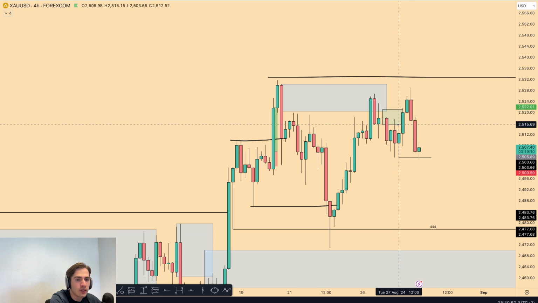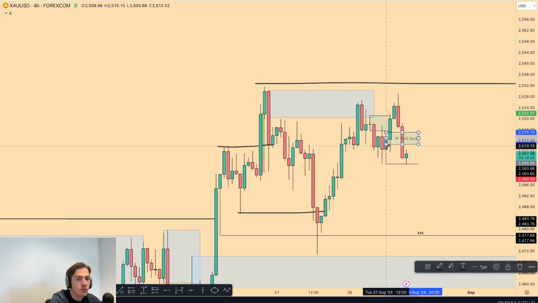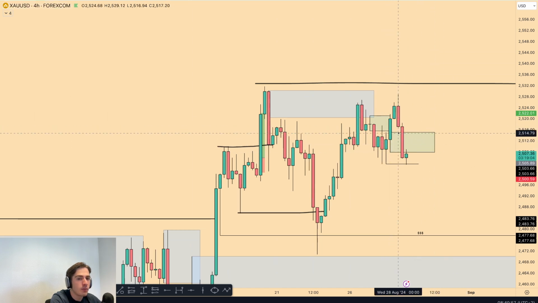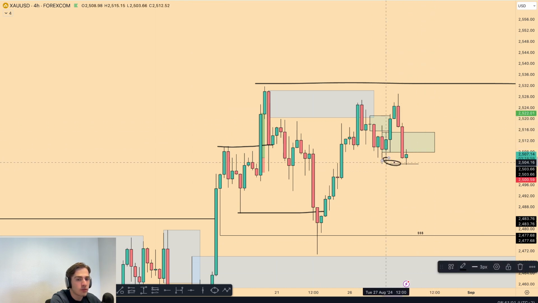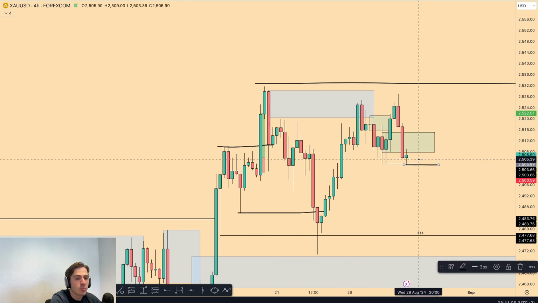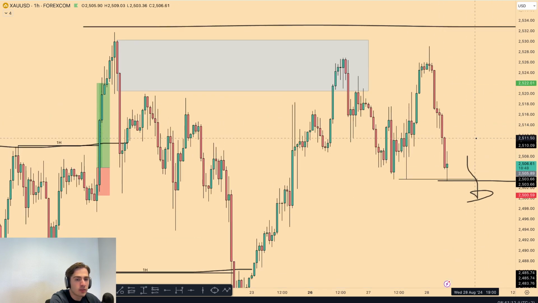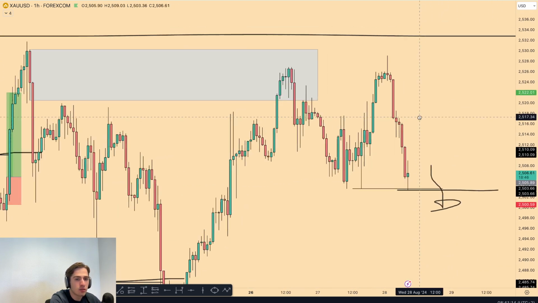If we wouldn't have broken that, and we, for example, would have reacted to, let's say, this 4-hour area of demand over here, then I would have said, okay, we can look for a potential long again on gold. But for now, we just broke this fractal low, so I'm just waiting. A little bit too indecisive for myself. I'll be waiting for a double break in towards downside, or I'm just going to be waiting until we see some, let's say, 1-hour bullish momentum. But then again, yeah, this is just all bearish.